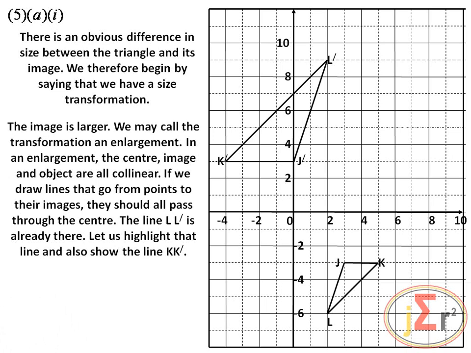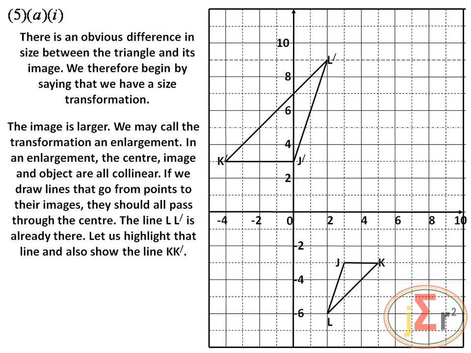In an enlargement, the center, the image, and object are all collinear. If we draw lines that go from points to their images, they should all pass through the center. The line LL prime is already there. Let us highlight that line and also show the line KK prime. Okay, in describing fully a size transformation, we need, of course, to say that it's a size transformation. We have done that already. We need to give the center of the transformation, and we need to give the scale factor of the transformation.